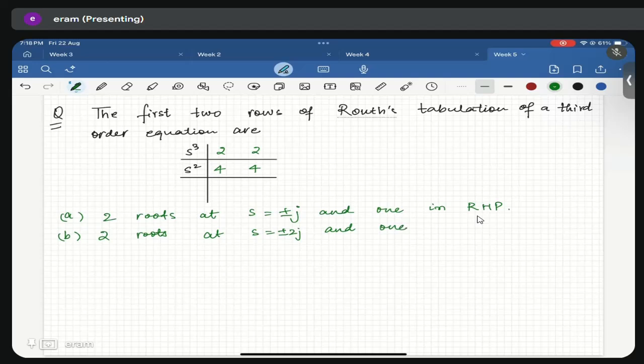Are you now able to solve the problems given in the assignments?